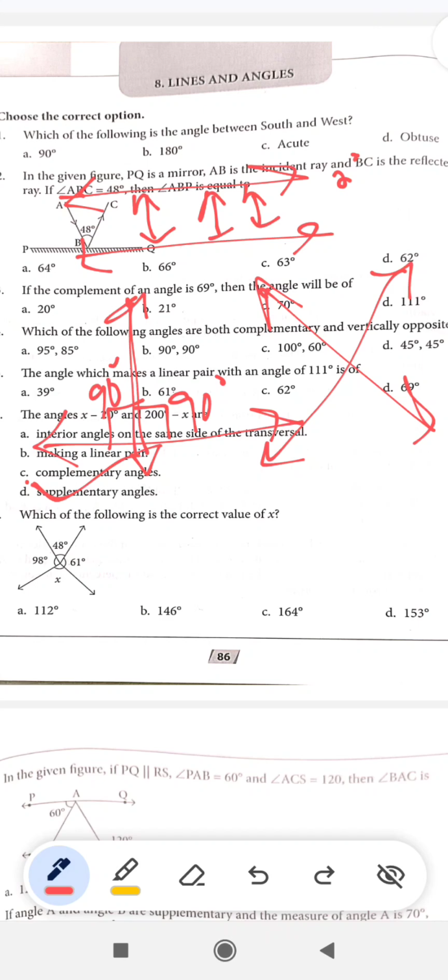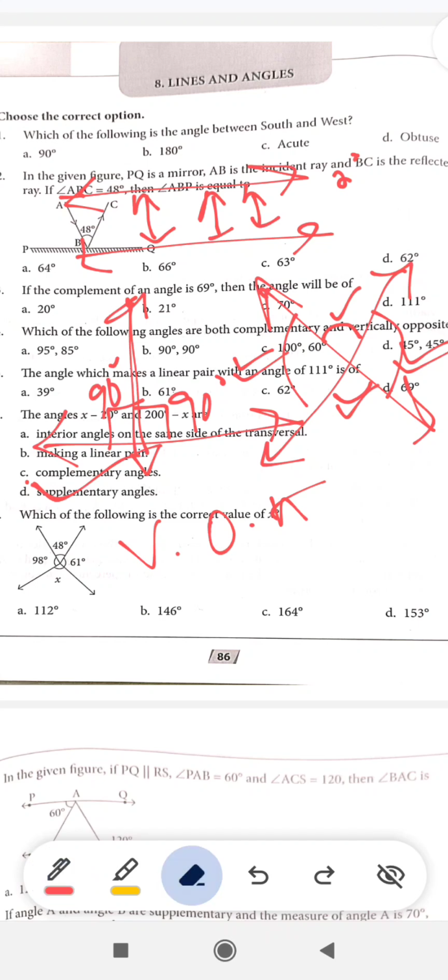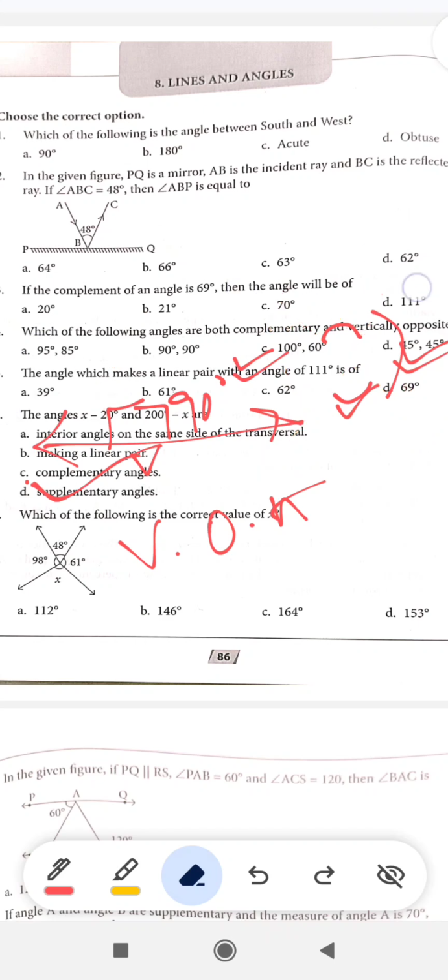The property of this intersecting line is the opposite angles are equal. It means these two angles are equal as well as these two angles are equal. That's why they are called the vertically opposite angles. So in this chapter, I will solve all these questions, and I will make you understand bit by bit all the properties. So mindfully listen to this. Okay, so let's start with our first question.